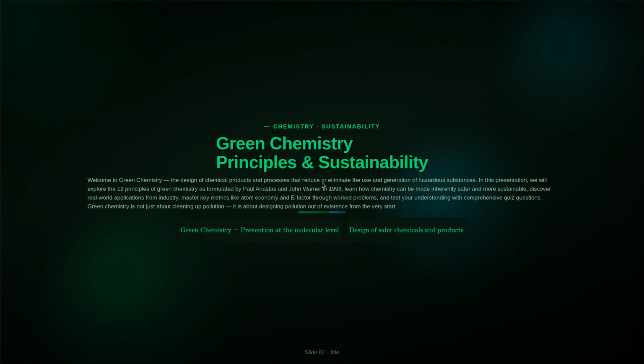Discover real-world applications from industry. Master key metrics like atom economy and E-factor through worked problems. And test your understanding with comprehensive quiz questions. Green chemistry is not just about cleaning up pollution. It is about designing pollution out of existence from the very start.